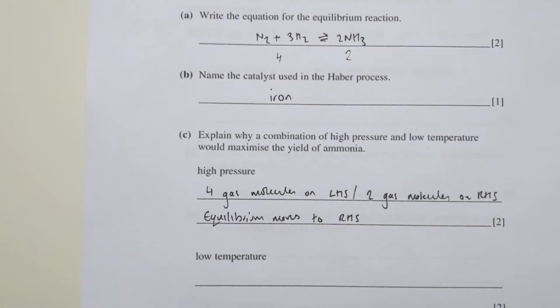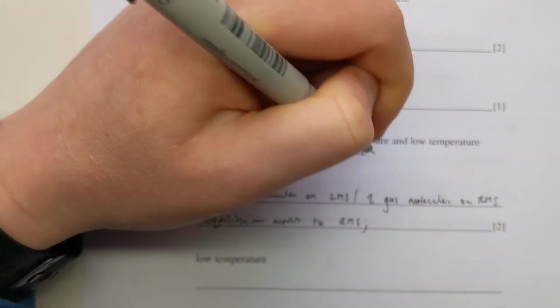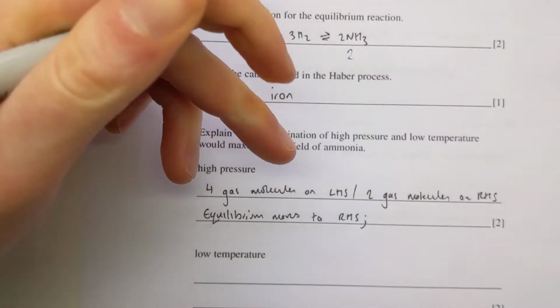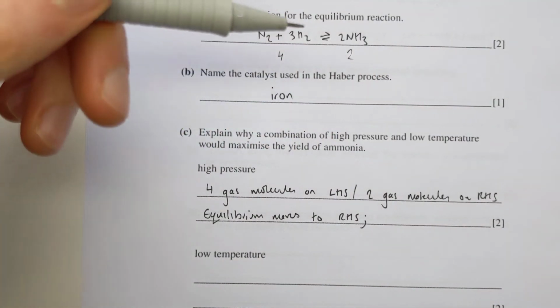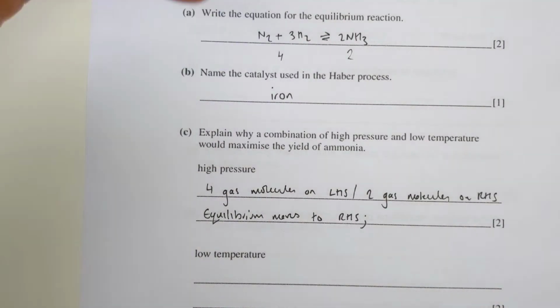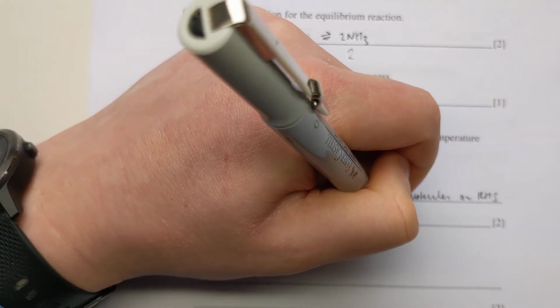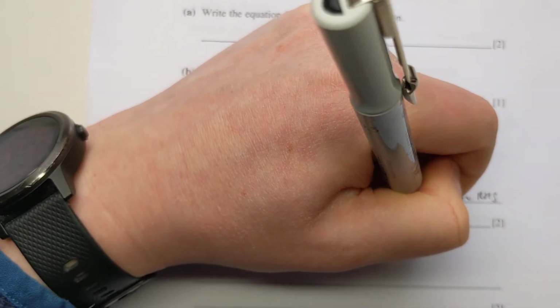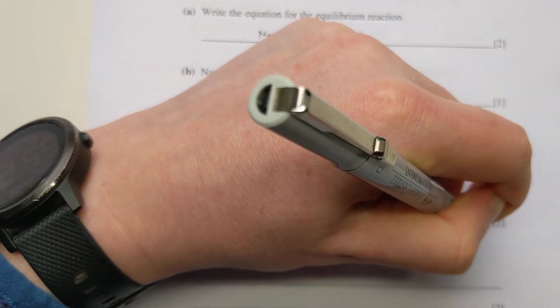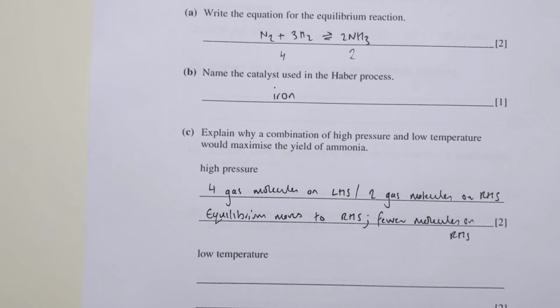And again, that should be enough for 2 marks, but just to make sure, and maybe just explain it fully, you've compared the gas molecules there. It's the idea that there's fewer on the right hand side pushes it to that side. So fewer molecules on the right hand side, that's why it's favouring it with high pressure.